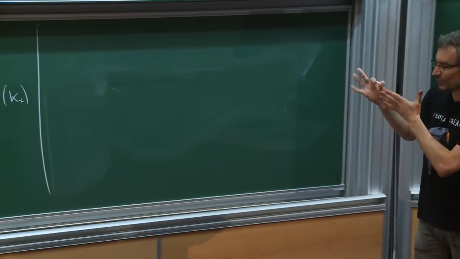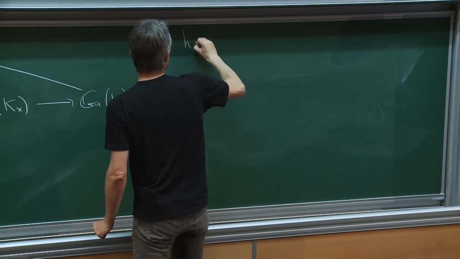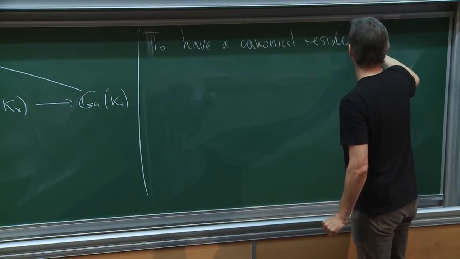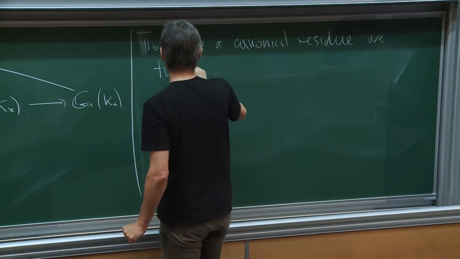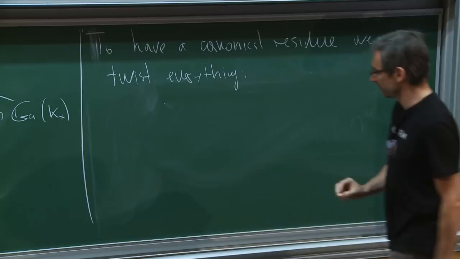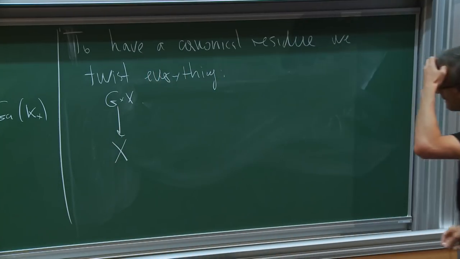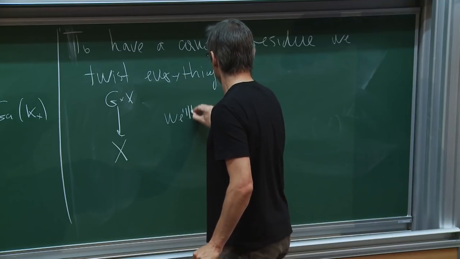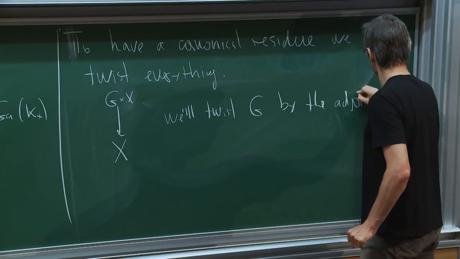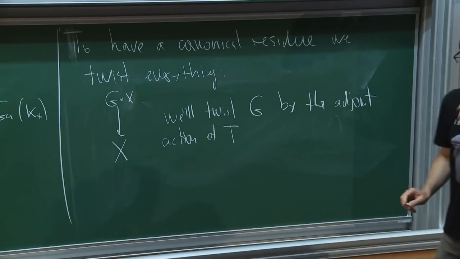And for this, we modify our picture a little bit. To have a canonical residue, we twist everything. Namely, we have a curve X, and over the curve, implicitly we were considering the constant group scheme G. But instead of that, we'll twist G by the adjoint action of the torus using a specific T-torsor.